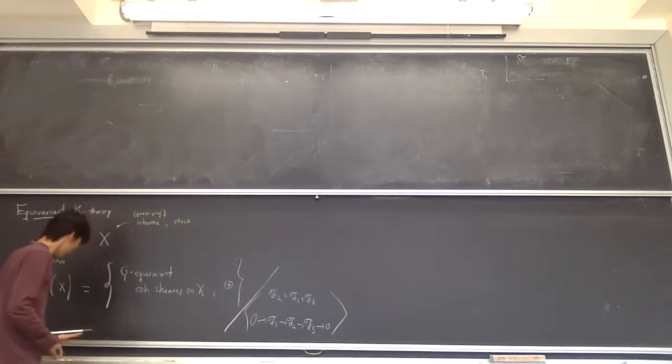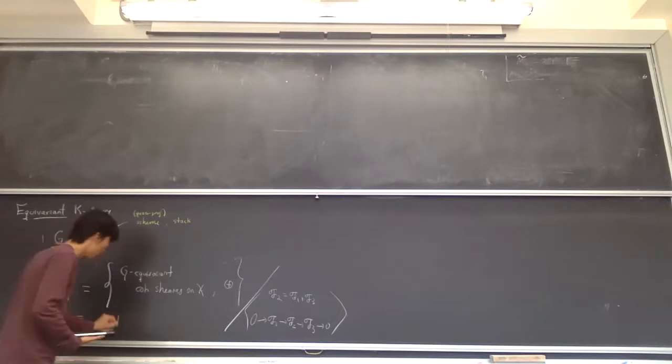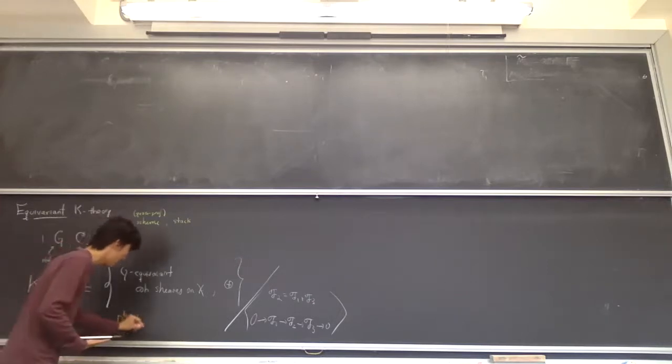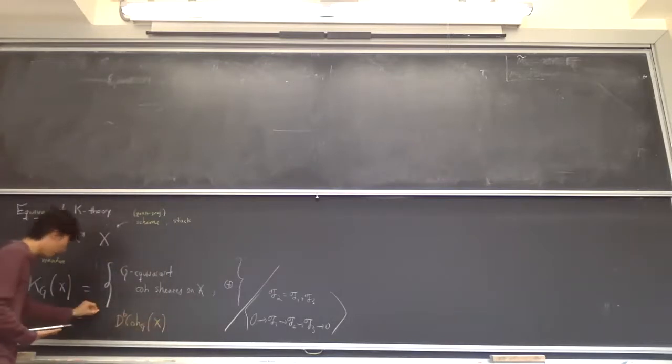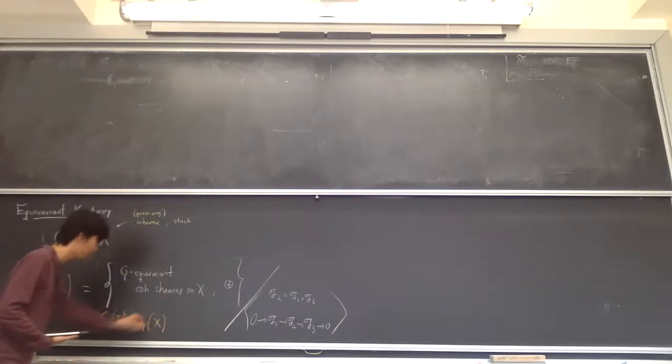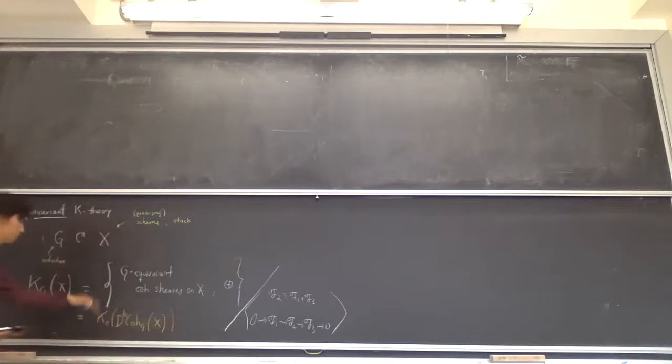An alternate way to say this, of course, is that you're going to start from the entire derived category of all G-equivariant coherent sheaves, and you're going to pass to what's called the Grothendieck group, which is usually called K0. So these are two equivalent ways of saying the same thing.